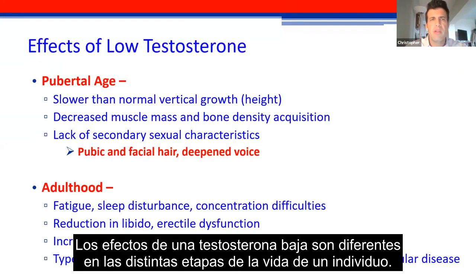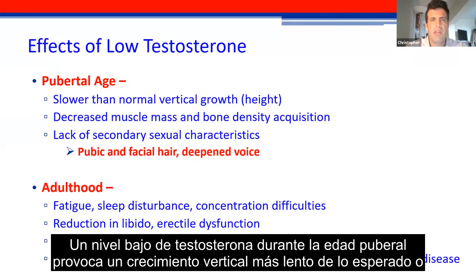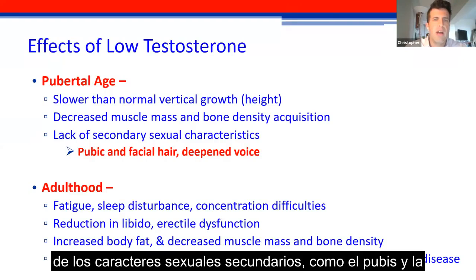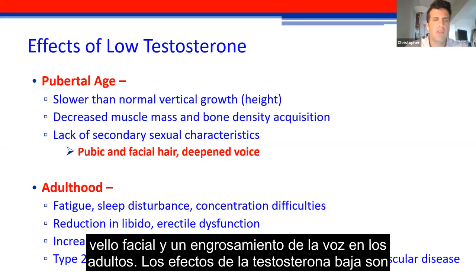The effects of a low testosterone are different at different stages of an individual's life. Low testosterone during a pubertal age causes a slower than expected vertical growth or yearly height velocity. There's a decrease in muscle mass and bone density or bone strength accrual, and there's a lack of secondary sexual characteristics such as pubic and facial hair and a deepening of the voice.